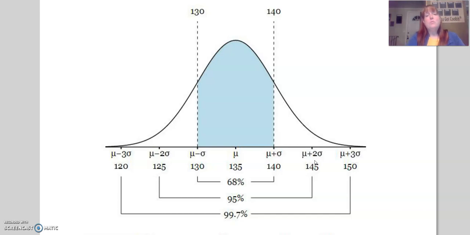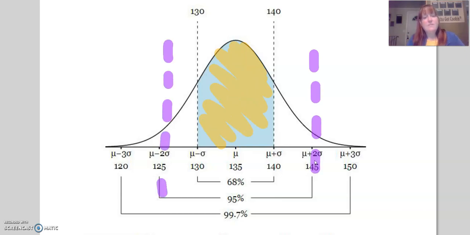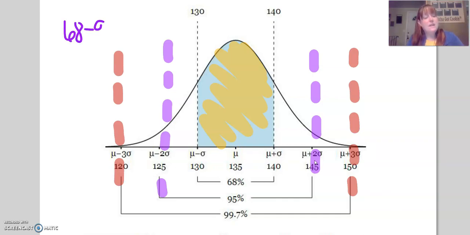Okay, so remember, the empirical rule tells us that within one standard deviation of the mean, we're going to have 68% of our data. Within 2 standard deviations of the mean, we're going to have 95% of our data. And within 3 standard deviations of the mean, we're going to have 99.7% of our data. That's why sometimes the empirical rule is called the 68, 95, 99.7 rule. I know it just rolls off the tongue.